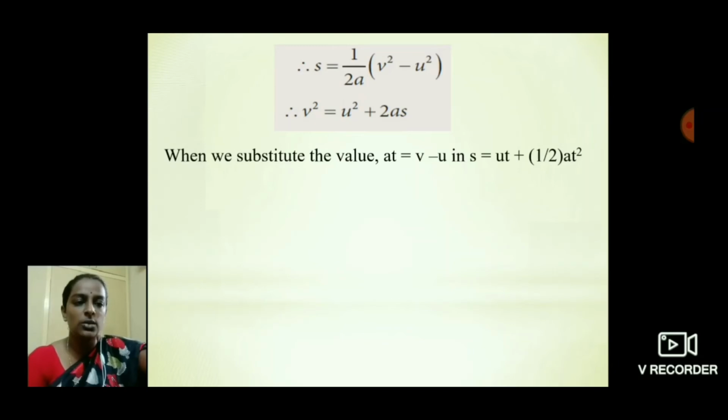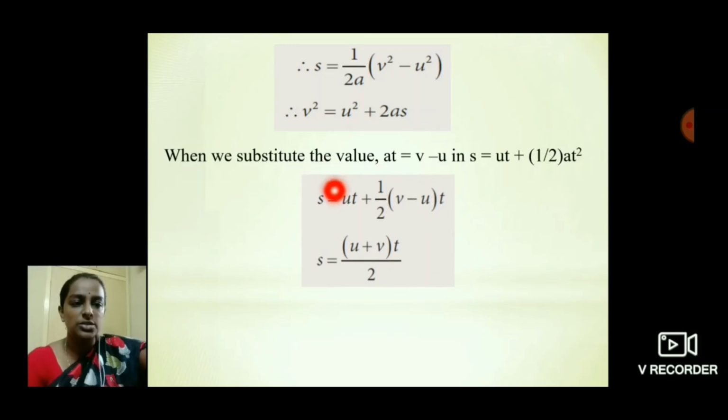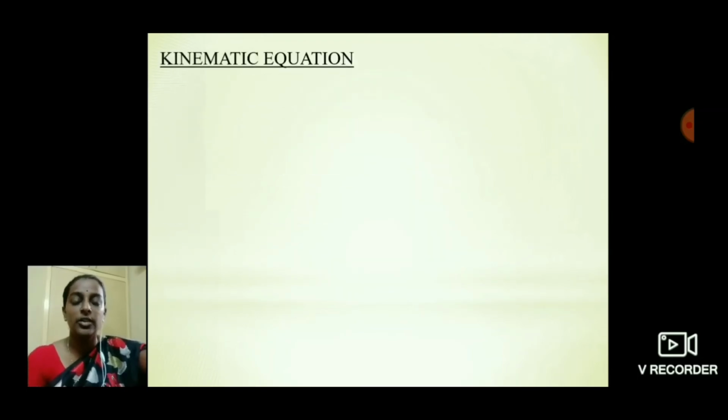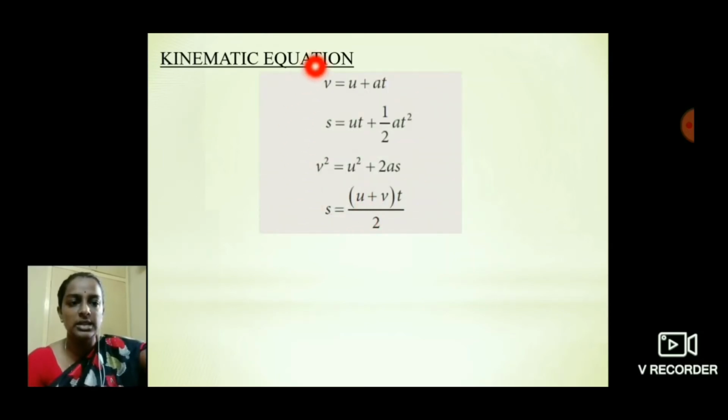When we substitute the value of at equals v minus u in s equals 1 by 2 at square plus ut, we get s equals ut plus 1 by 2 into v minus u into t, and after solving we get s equals u plus v into t by 2. Therefore, from all the relations, that is displacement-velocity, displacement-time, and velocity-time, we get all the kinematics equations. So these are all the kinematics equations we derived from the equation of motion by the calculus method.